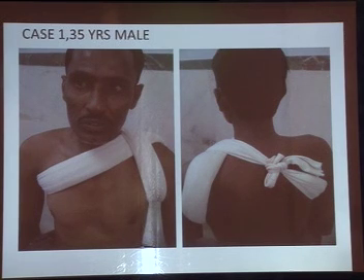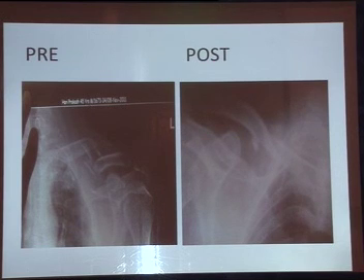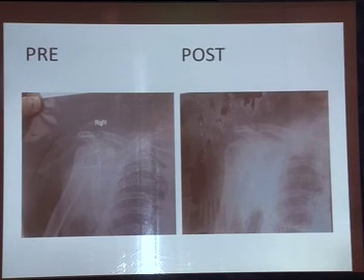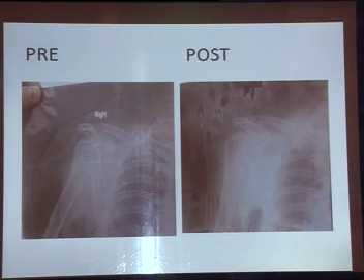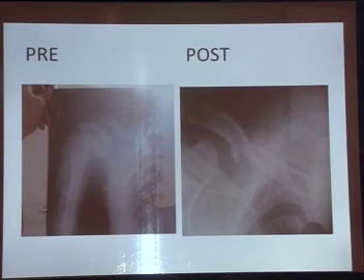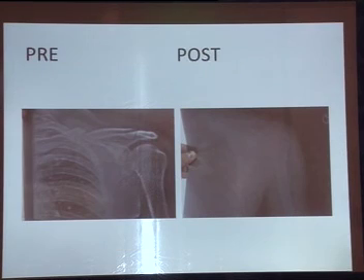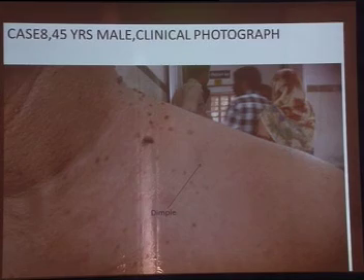Now we are showing some cases in which we have applied this bandage and method of application. This is case number 1, a 35-year-old male, showing the method of application of the modified figure of 8 bandage from front and behind. This is the pre-application and post-application X-ray. This is case number 2, showing the method of application, pre-application and post-application X-rays. Case number 3, pre- and post-application X-rays. Case number 4, pre-application and post-application X-ray. Then case numbers 5 and 6, and 7: clinical photographs showing dimpling of skin just after the injury.